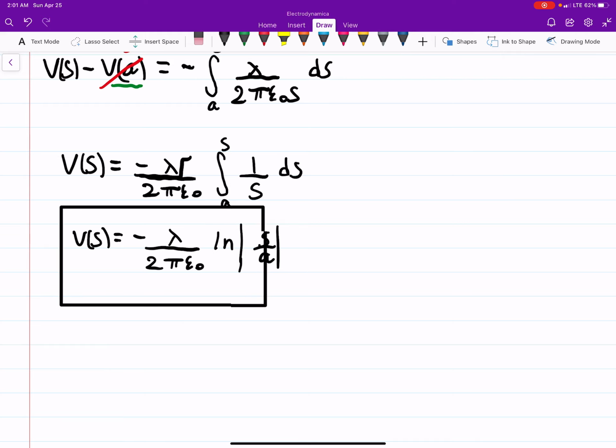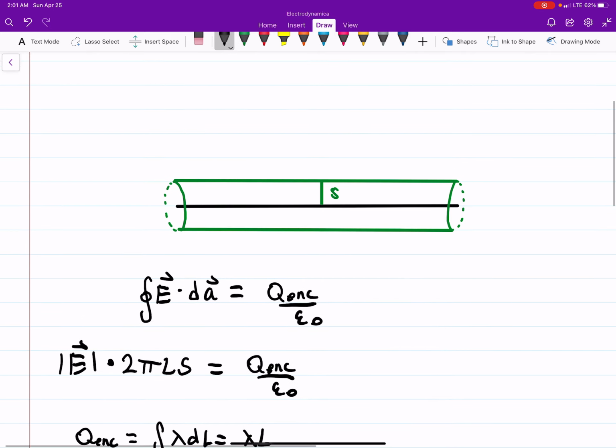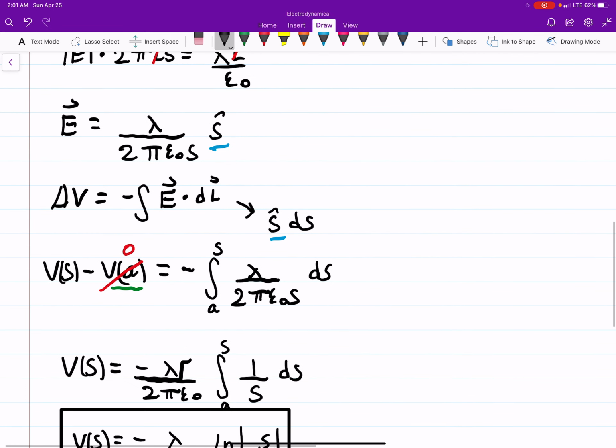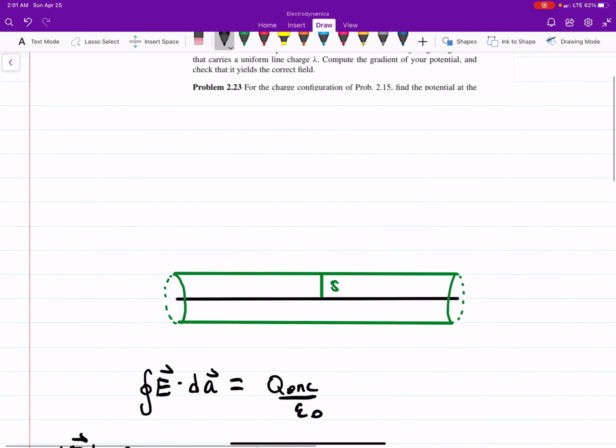So a little bit different with our reference point, really. We have to do Gauss's law to find the E field, and then we have to define the potential accordingly. So hopefully that makes sense.